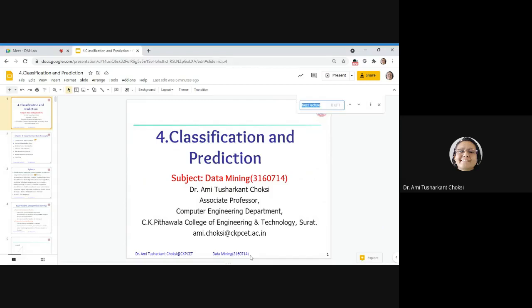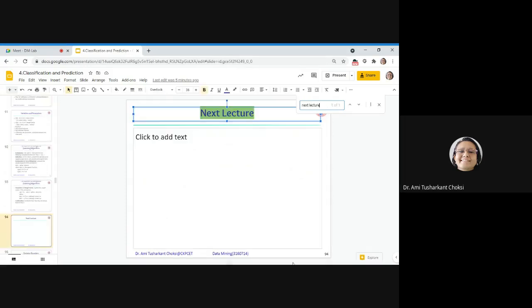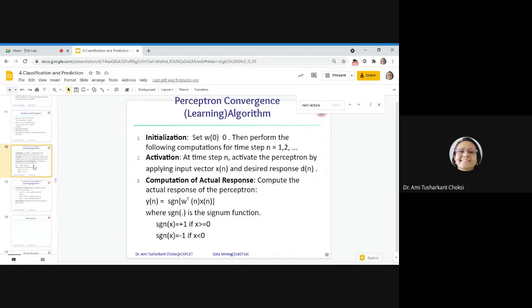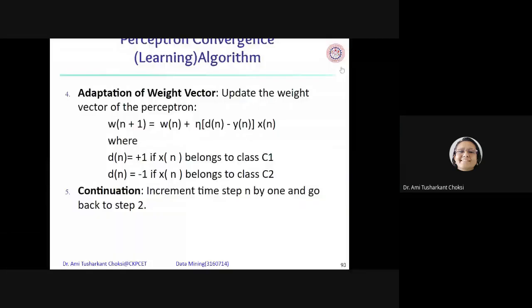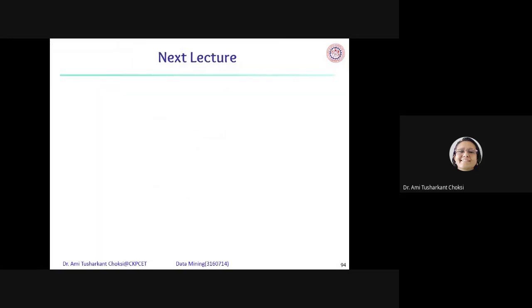Now, in the previous lecture, what we have studied was the perceptron convergence algorithm, right? In that, we train with the data, we test with the data, and if some error is there, we adjust the weights, right? This is what we have studied. Fine. Now let us go ahead so we can have the idea in detail.